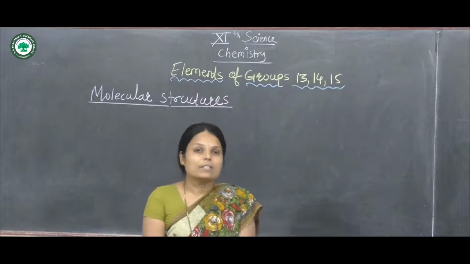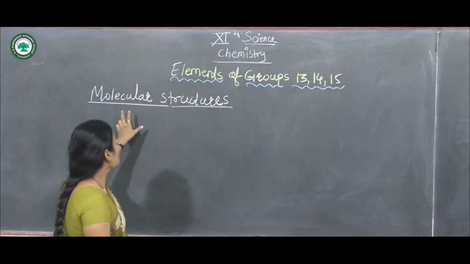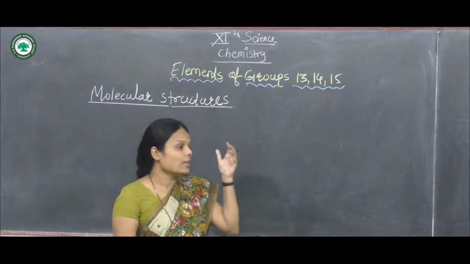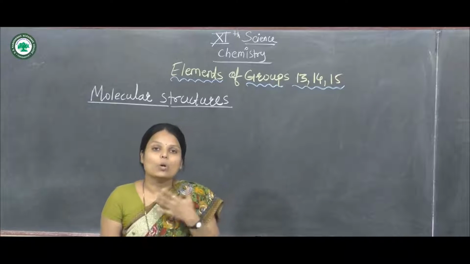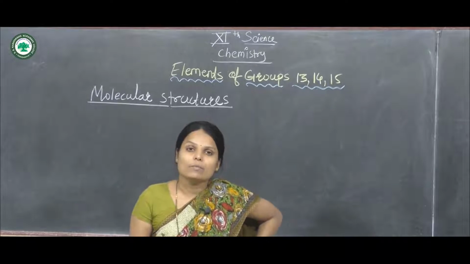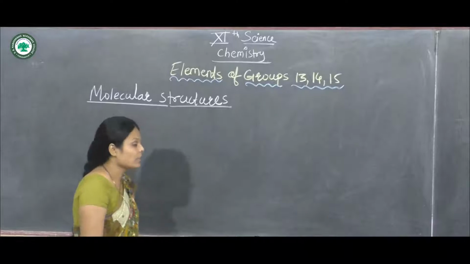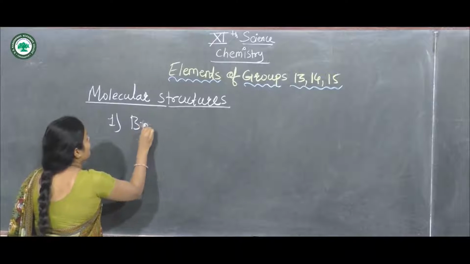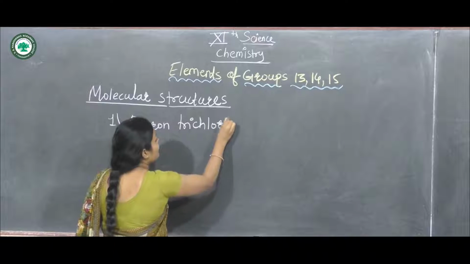The new thing is molecular structure. The last topic in this chapter is the molecular structures of groups 13, 14 and 15. For group 13, 14 and 15 elements, we will write down the molecular structures one by one. The first structure is boron trichloride.